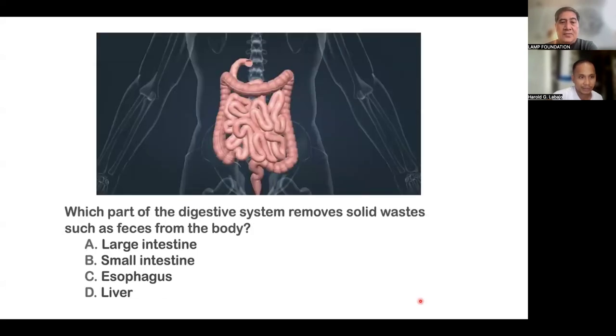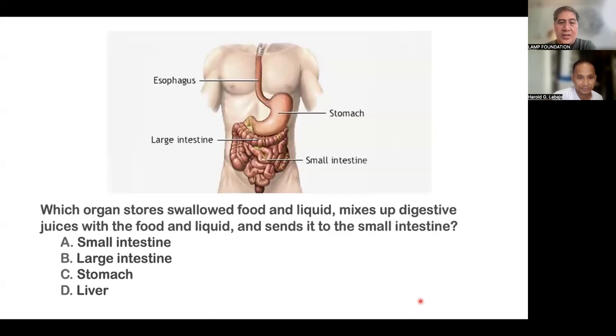The organ that produces a digestive juice that contains a wide array of enzymes to break down fat, carbohydrate, and protein in food is called? Pancreas. Which part of the digestive system removes solid wastes, such as feces, from the body? Large intestine. Which organ stores swallowed food and liquid, mixes up digestive juices with the food and liquid, and sends it to the small intestine? Stomach. Okay.